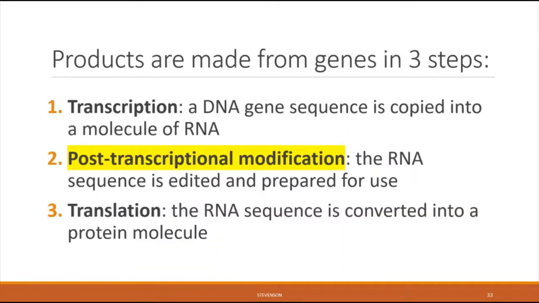The next step is called post-transcriptional modification, and as we said before, this is when the RNA sequence has some edits made to it so that it can be prepared for use outside of the nucleus. Of course, transcription has taken place inside of the nucleus because that's the library and the DNA has to stay there, so the copy has to be made in the nucleus. And before that copy can leave the library, it has to have some changes made to it. And those changes altogether amount to post-transcriptional modification.